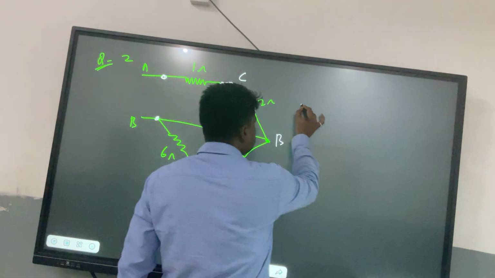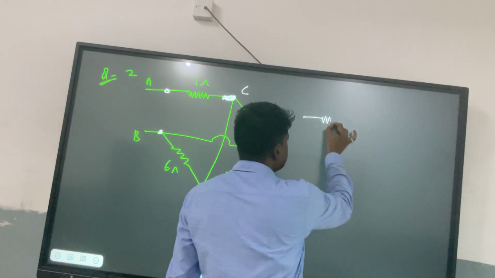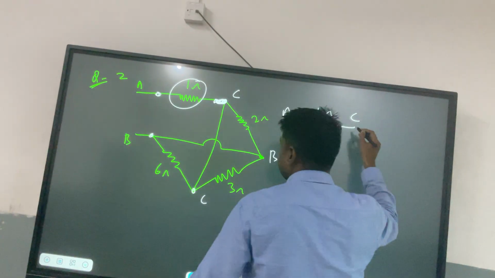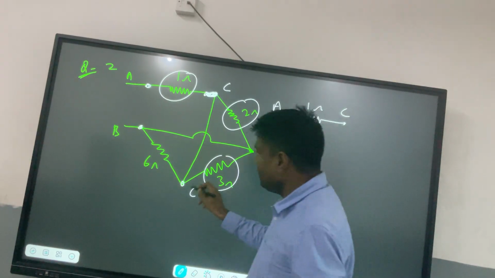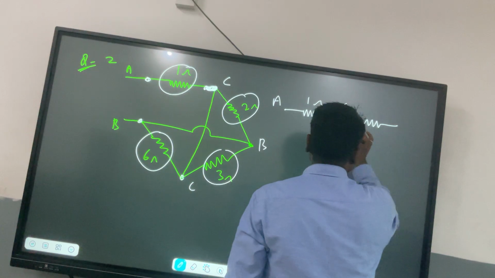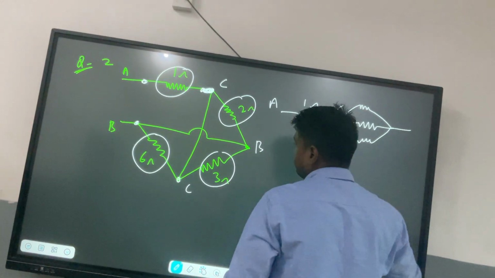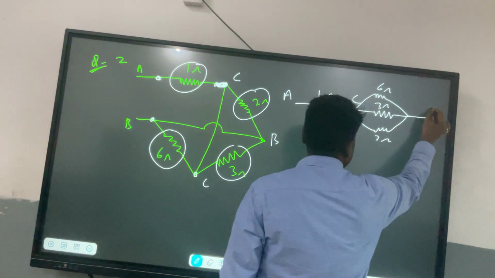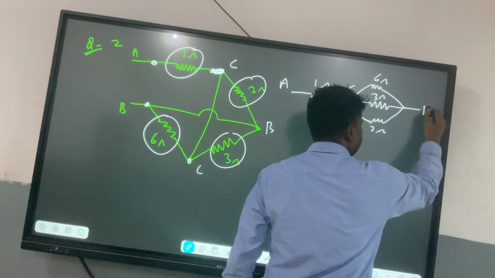So if we want to draw the circuit, our approach is what? A to C is a 1 ohm branch. After that, C to B: 2 ohm, B to C 3 ohm, and C to B 6 ohm. So students, I have these three branches from C to B, the same as previously: 6 ohm, 3 ohm, 2 ohm. Now, if we want to write the answer, then I can easily give the answer.